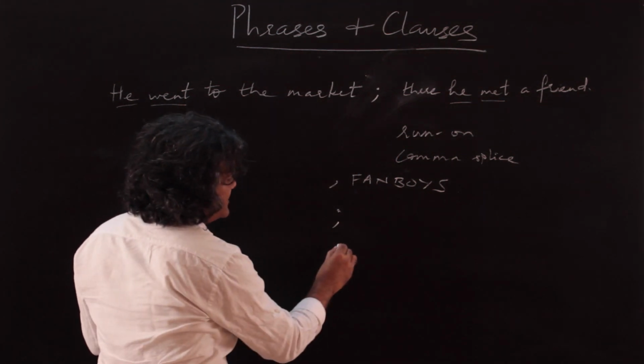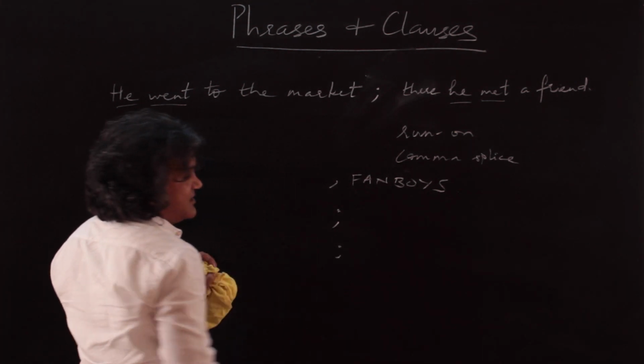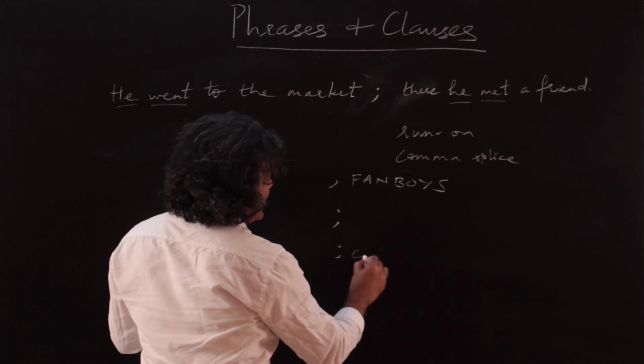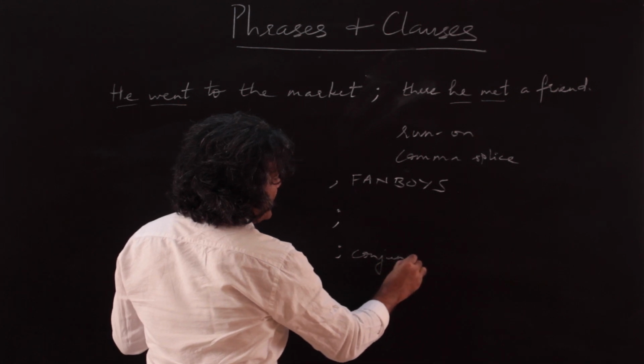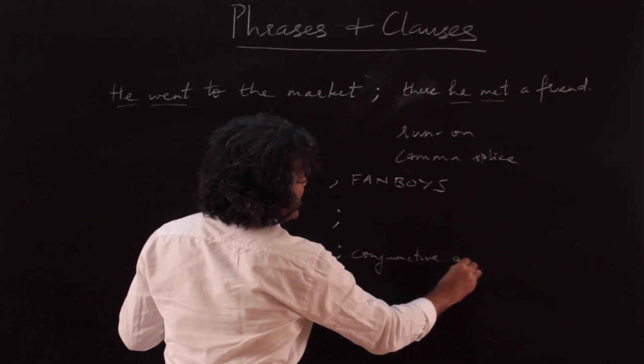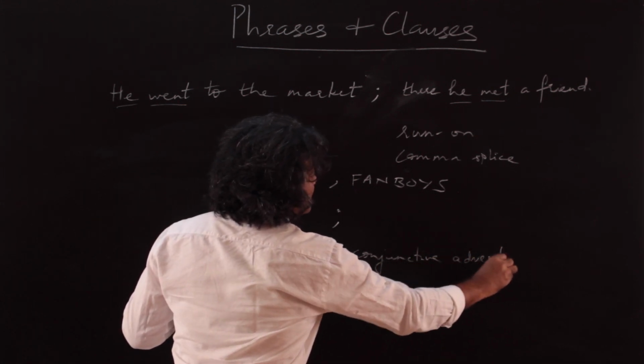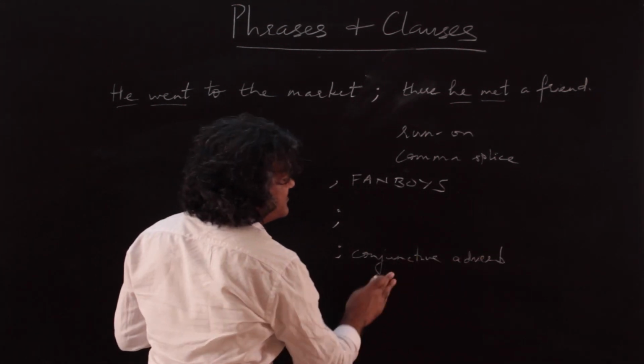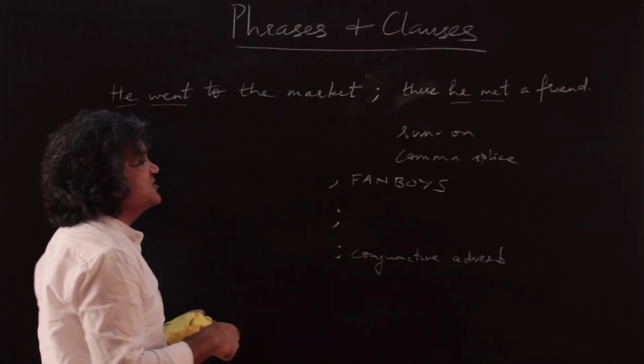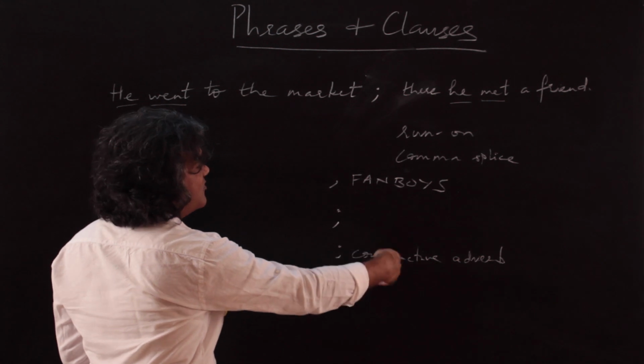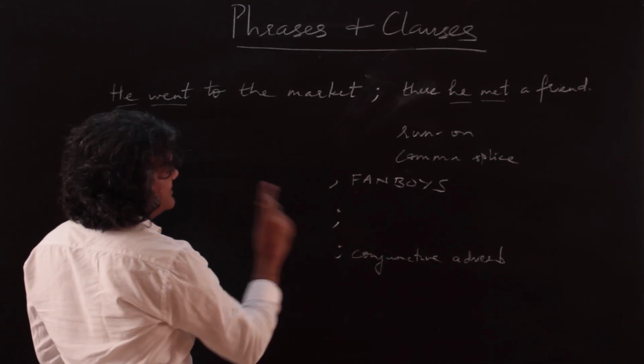The third method of separating two independent clauses is you use a semicolon and something known as a conjunctive adverb. Okay, what is a conjunctive adverb? These are adverbs which sort of play the role of a conjunction. So words like however, moreover, and so on. Okay, that is the third.